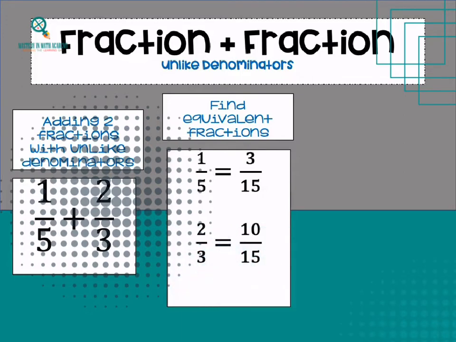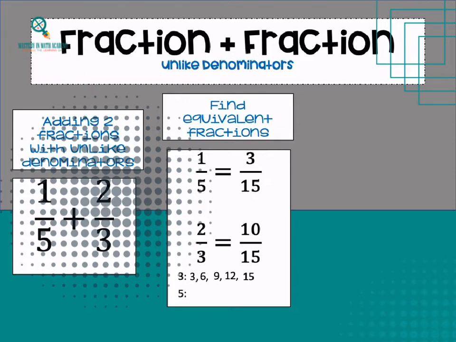Now let's look at it. From here, we can see that 1/5 is the same thing as 3/15, and 2/3 is the same thing as 10/15. We can already see that 5 and 3, they share the number 15. Let's look at some multiples. We have 3, 6, 9, 12, 15, and so on and so forth. Because we know that our new denominator is 15, we can just stop here.